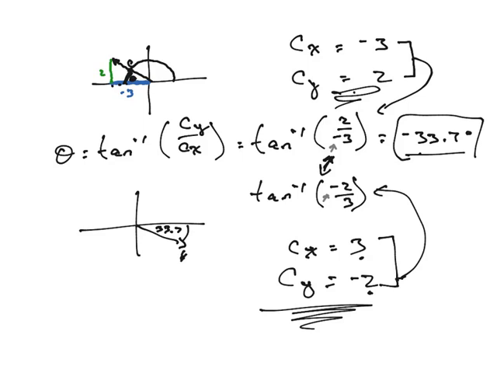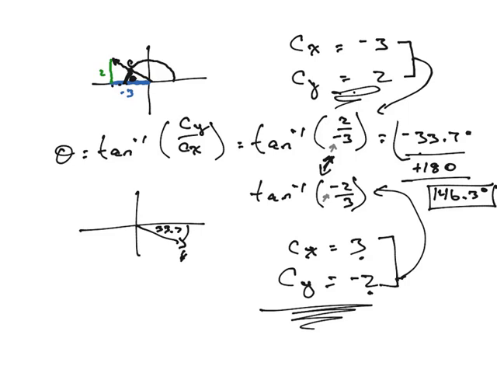If, when you plug it in your calculator and you get this angle, you look at the angle and say, does it make sense to what I know the answer should be? In this case, it doesn't make sense. Then all you do is you add 180. So if I take that number and I add 180 to it, I get 146.3 degrees. And that's my final answer.